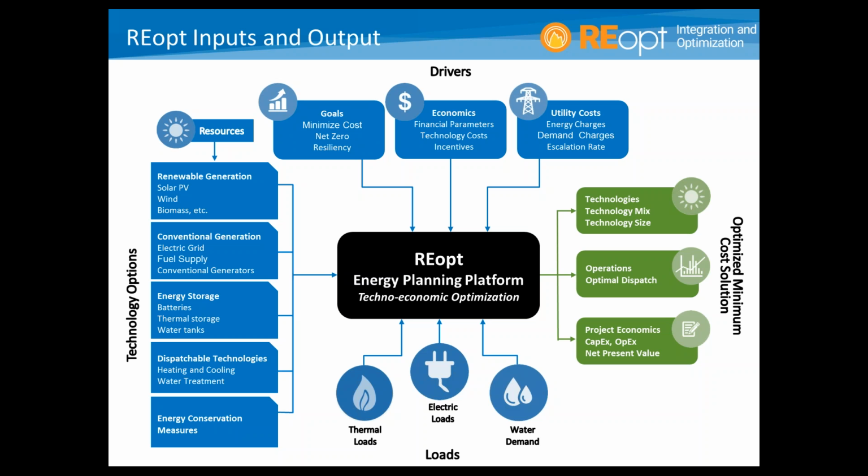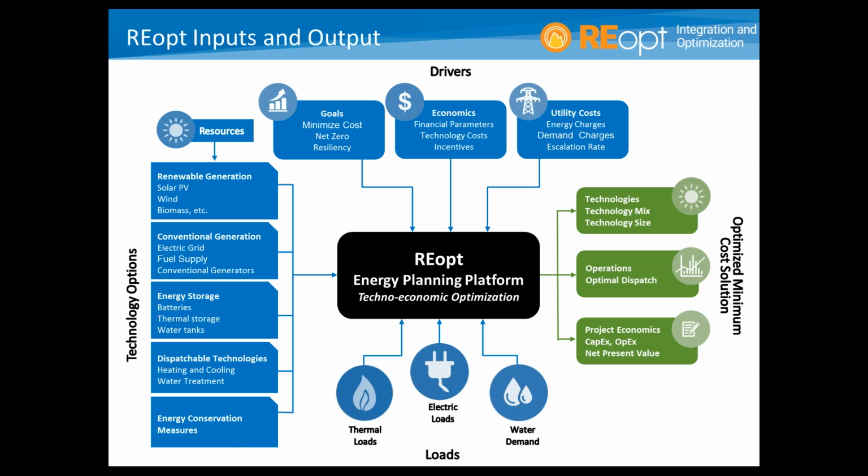So if we were doing a 15-minute analysis, that would be 35,000 time steps for the entire year. And then in each time step, the load needs to be met from some combination of grid purchases, on-site generation, or discharge from storage. And this does not consider any power flow or transient effects. So if we look at the graphic here, you can see on the bottom the loads that we input to the model. So we can consider electric loads, thermal loads, and water demand.